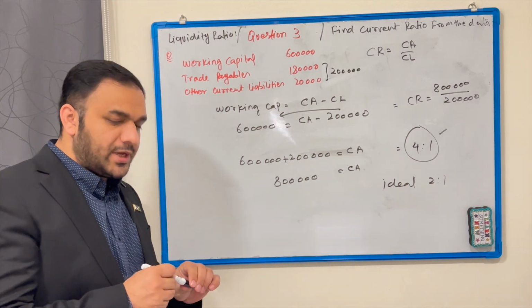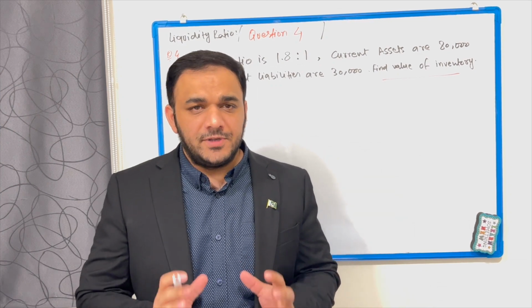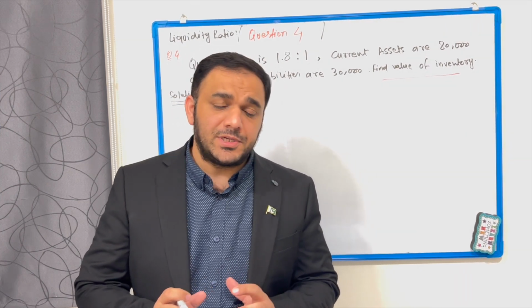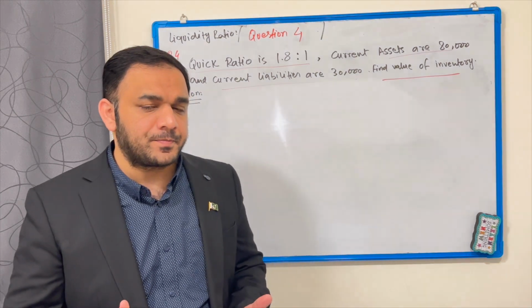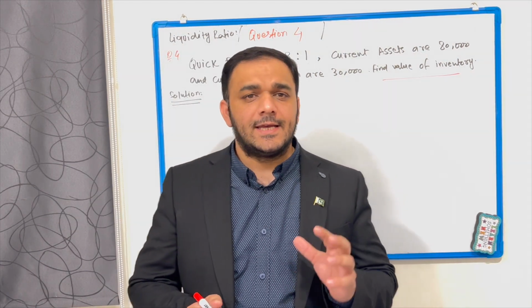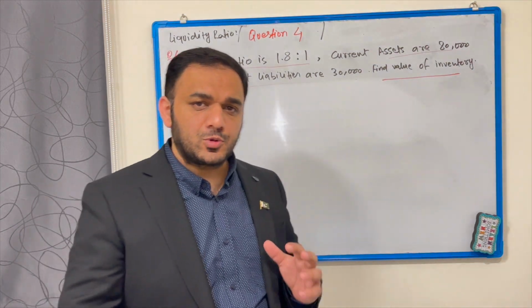This is question number 3. Let's see question number 4. I hope you are fine. We are discussing liquidity ratios. In liquidity ratios, 2 kinds of ratios we have. One is current ratio and one is quick ratio. As we are solving questions, we have solved 3 questions related to current ratio. Now we will see the question related to quick ratio.